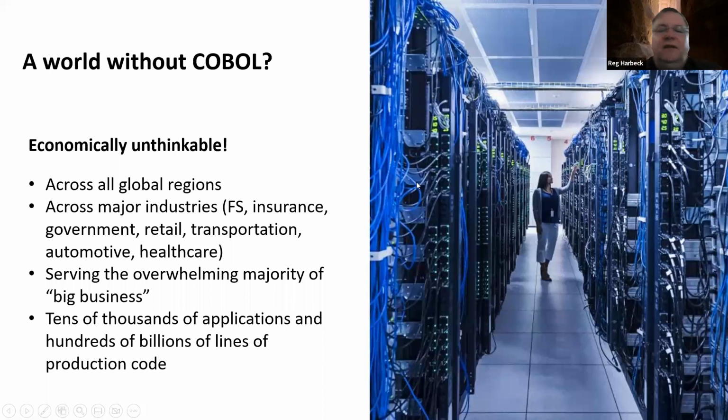So just thinking briefly, what would the world be like without COBOL? Well, first of all, you would have to strip it out from every global region because it's running key business everywhere in the world, every major industry, basically every big business, especially big businesses that have been around for a few decades, and at least tens of thousands, probably more like millions of applications and hundreds of billions of lines of code, all of that stuff is currently running the world economy. And if you were to turn it all off right now, the world economy would essentially cease functioning.